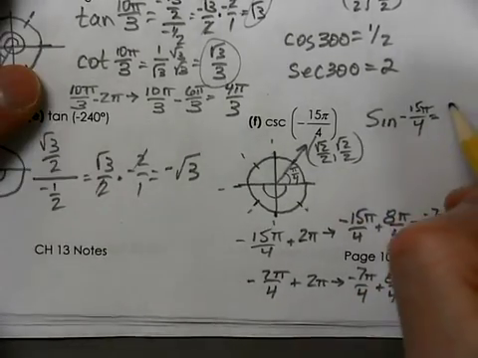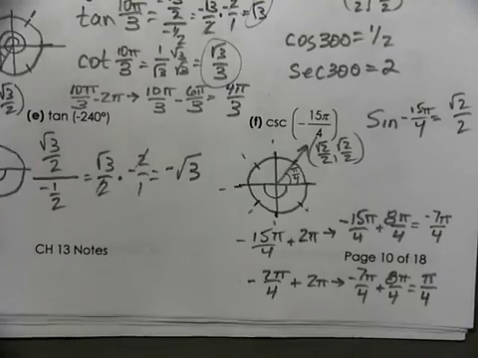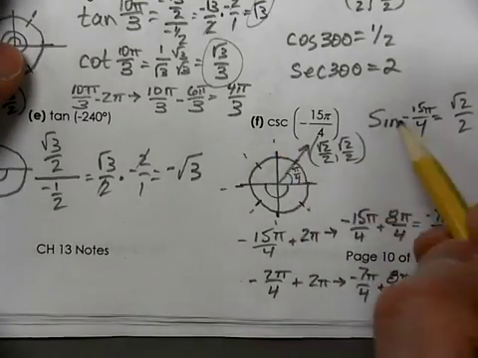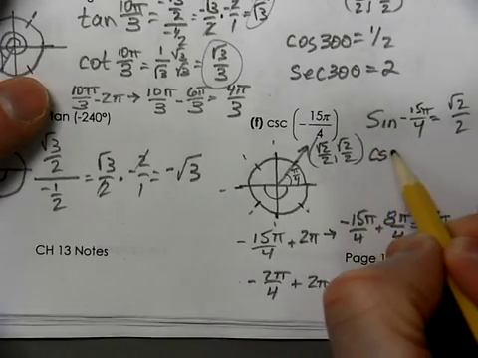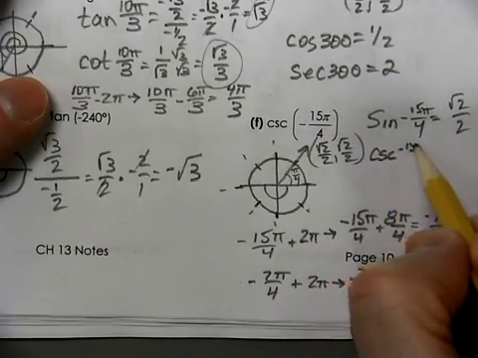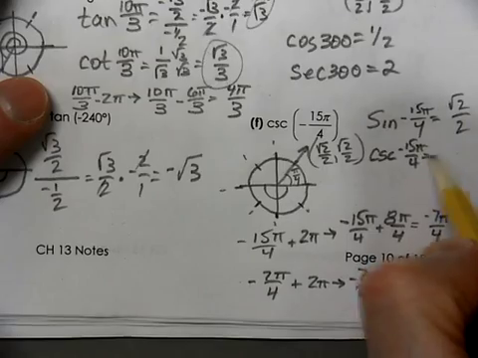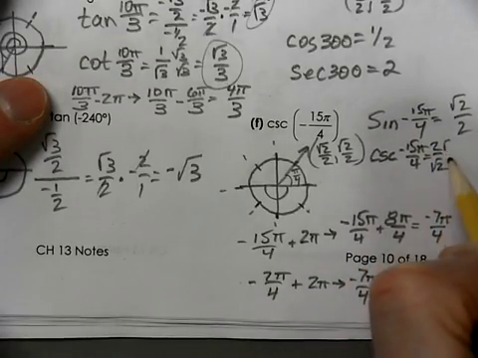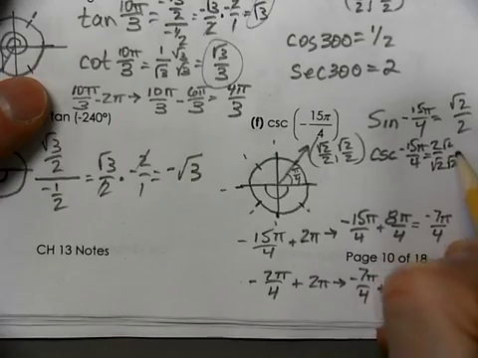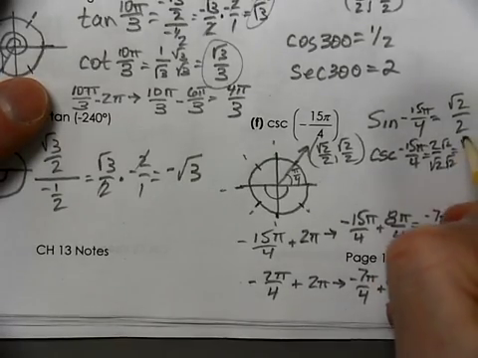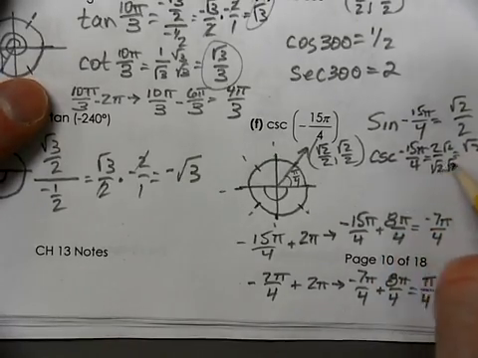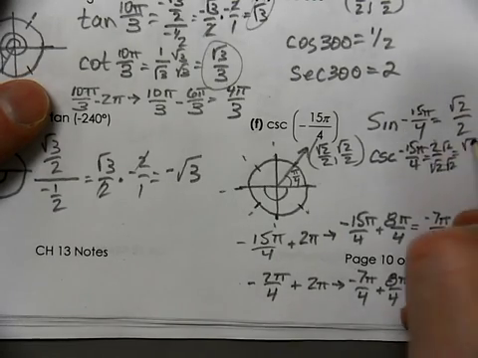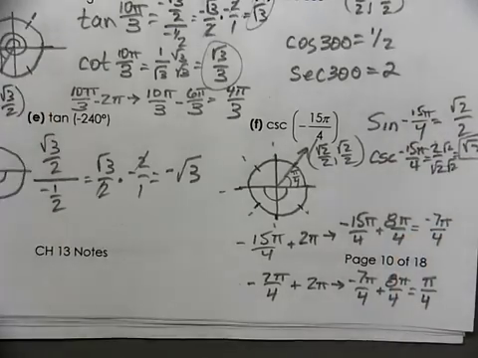So the sine of this is going to be root 2 over 2. So the cosecant, it starts with a C, so it pairs up with the S. Cosecant of negative 15 pi over 4 is going to be the reciprocal of that. And then you have to rationalize the denominator. You get a root 2 on top. Root 2 times root 2 makes a 2 on bottom, and it crosses out. So you're left with just root 2.